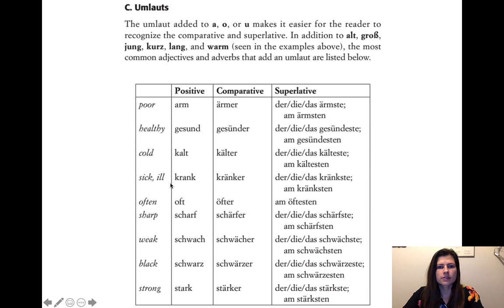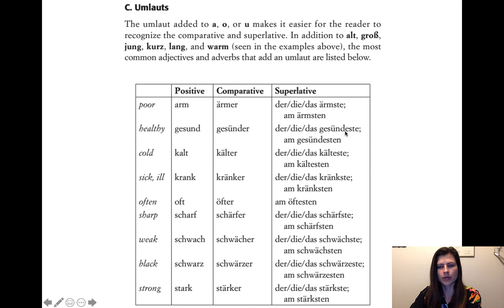So of course it lists some umlaut situations. So normal, meaning poor, and then comparative, ärmer, and then superlative. There's two different ways to do it, as we were just seeing. So der, die, or das ärmste, and you would choose that based on whatever noun is coming after, or with no noun coming after it, am ärmsten, the poorest. Healthy is gesund, and then gesünder. This breaks the rule that it's one syllable, so there are exceptions. It's two syllables, but it's still going to get that umlaut. Der, die, das gesündeste, am gesündesten.